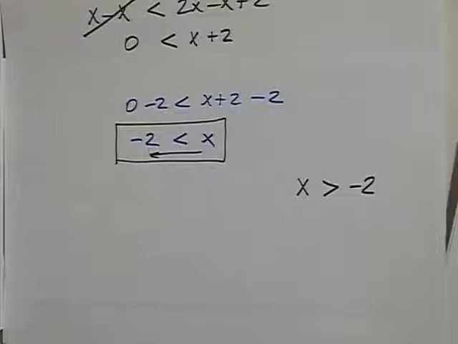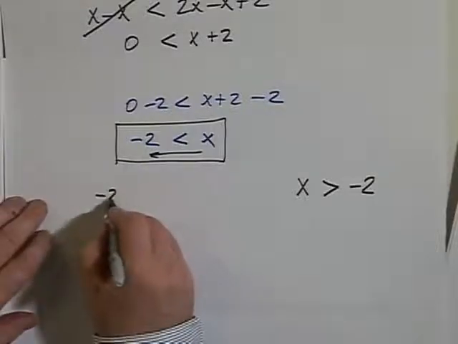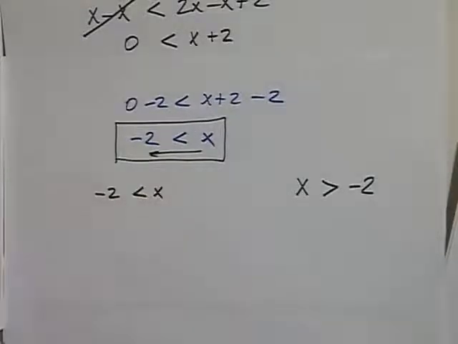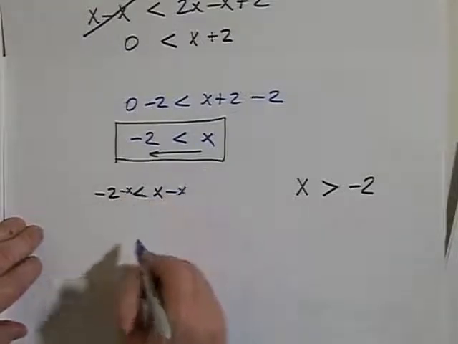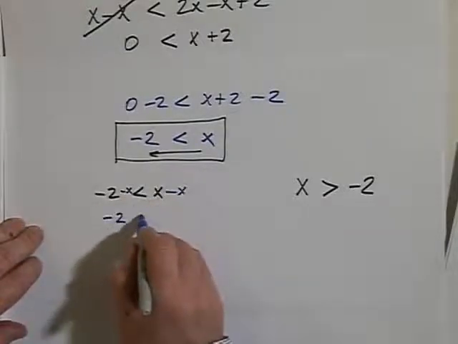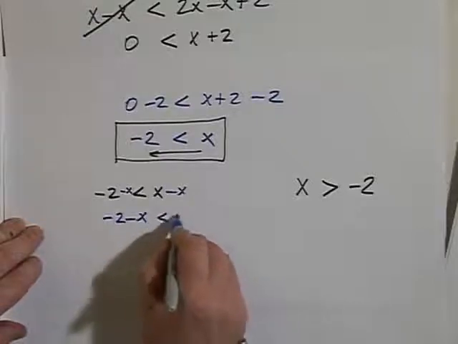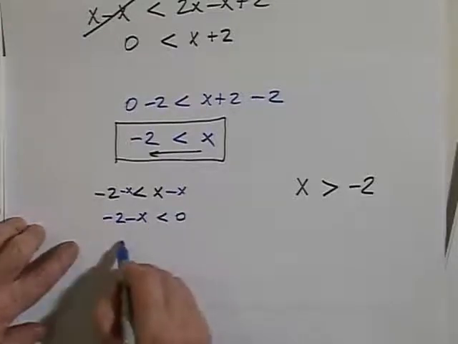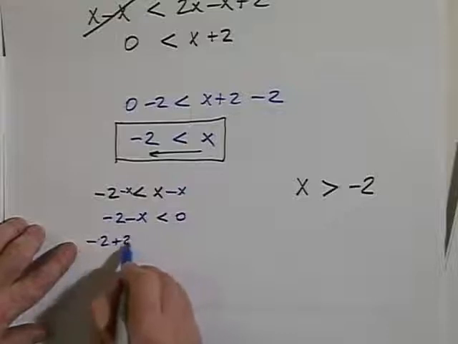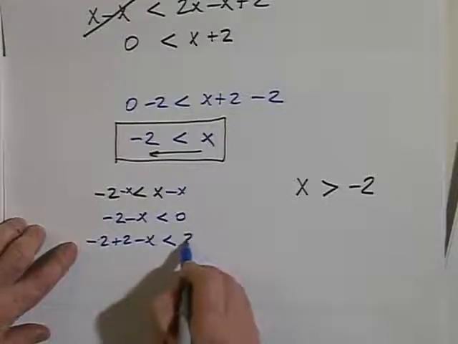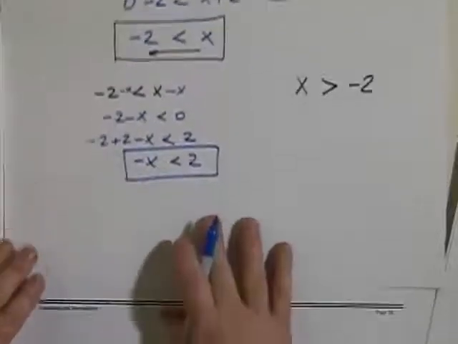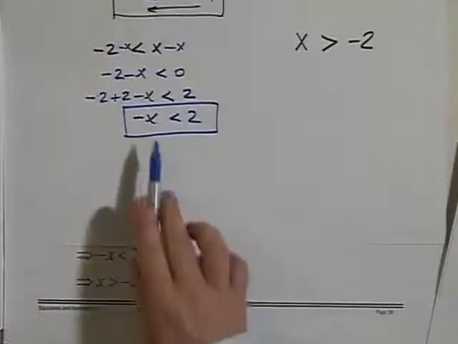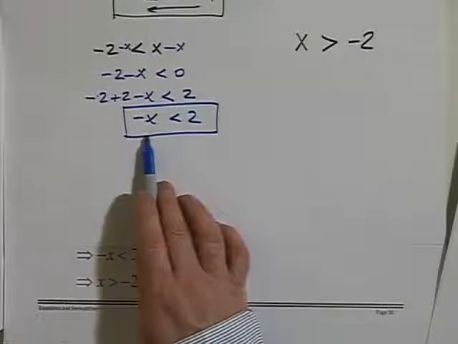Other ways I could do it. I could say minus 2 less than x. Don't really like that. I could take x on this side. I'd be left with minus 2 minus x less than naught. I could add 2 on this side then. Minus 2 plus 2 minus x is greater than 2. Minus x less than 2. But I'd still be left with this minus now.